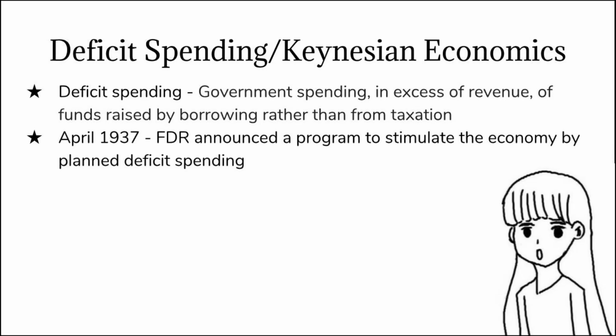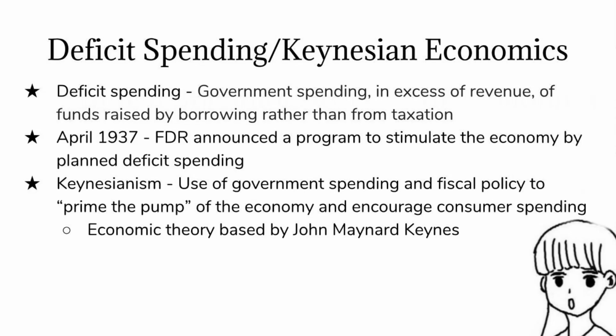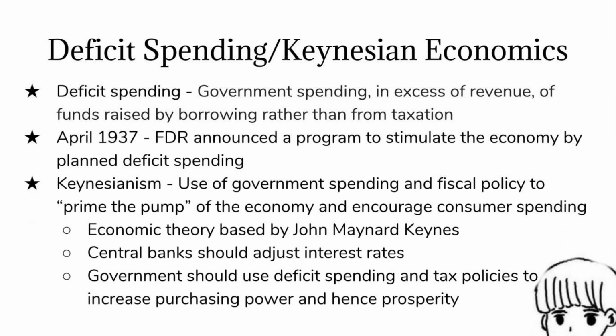In April 1937, FDR announced a program to stimulate the economy by planned deficit spending, and that is the Keynesian use of government spending and fiscal policy to prime the pump of the economy and encourage consumer spending. It's an economic theory based on John Maynard Keynes. Basically, the central bank should adjust interest rates, and the government should use deficit spending and tax policies to increase purchasing power and hence prosperity.